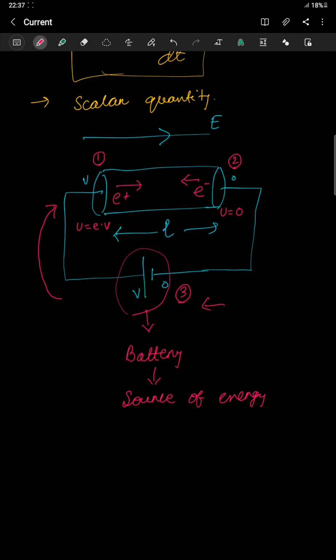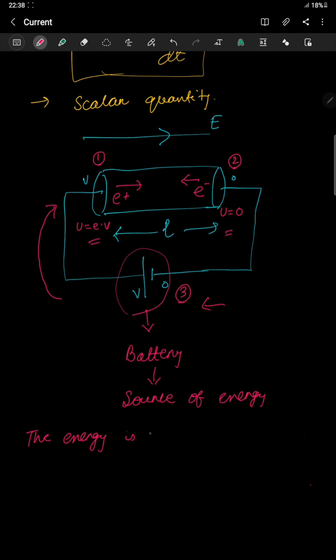and this is how the current flows in the circuit. One question might come to your mind, where does this energy go? Here the energy is EV, but here the energy is 0. Where does the energy go? The energy is taken by whom? The energy is used by the conductor. The loss of energy, the energy is used by whom?